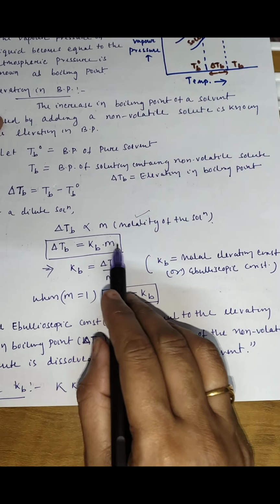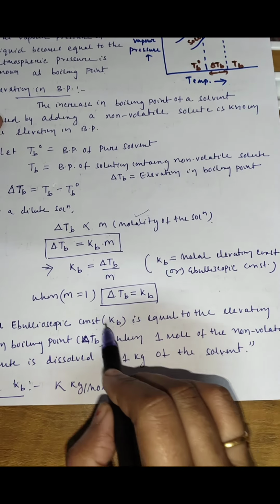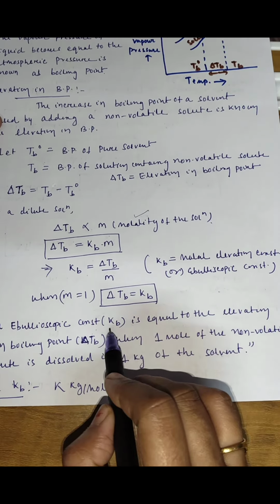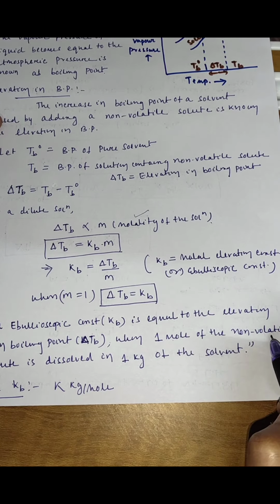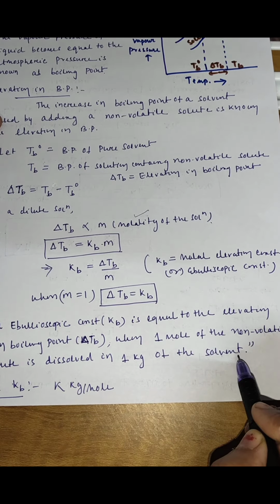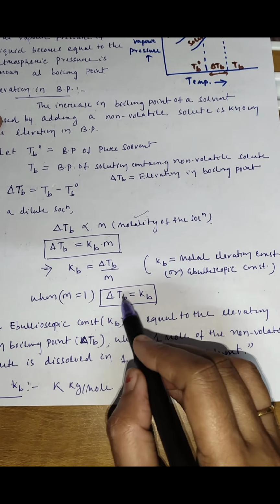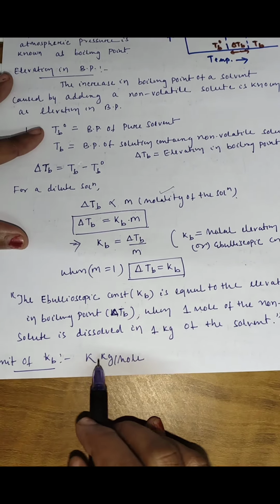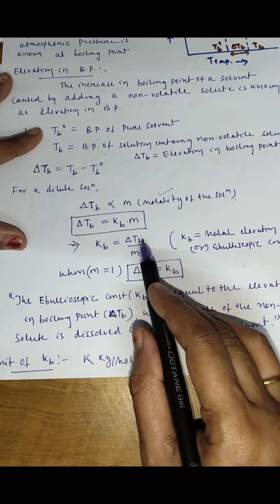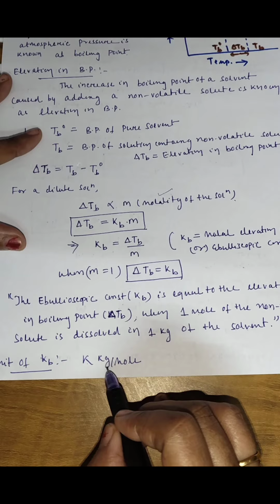When the molality of the solution becomes unity, then delta TB is equal to Kb. That means the ebullioscopic constant Kb is equal to the elevation in boiling point when 1 mole of the non-volatile solute is dissolved in 1 kg of the solvent. That means the molality is unity. When the molality is unity, the elevation in boiling point equals the ebullioscopic constant. Now the unit of Kb is delta Tb by m. Delta Tb is in Kelvin, and molality is in mol per kg, so the unit is Kelvin kg per mole.